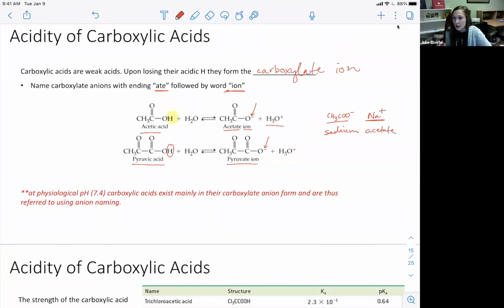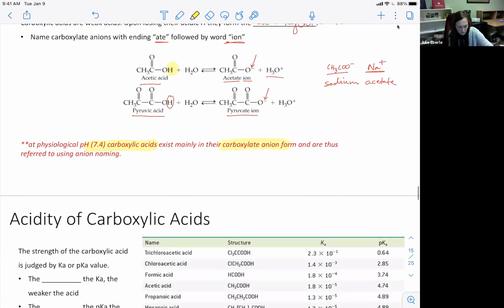The reason I want to point this out is because in the body, this is how carboxylic acids exist at a pH of 7.4, which is physiological pH. They're not carboxylic acids, okay? They exist mainly as carboxylate anions. So we call them by their anion names, all right? That's how they are in the body. All right.